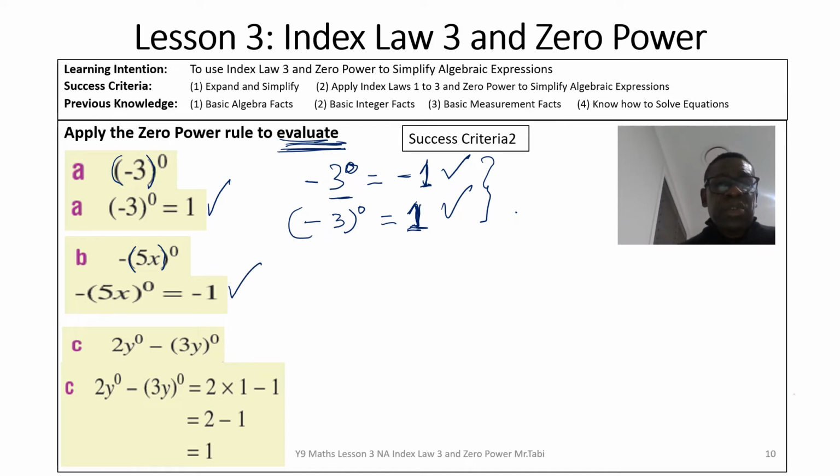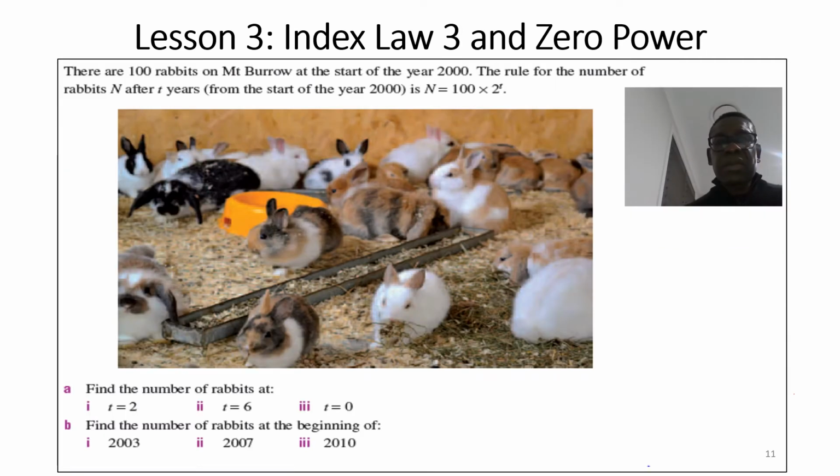Now, 2y to the power of 0. The power 0 only affects the y. So that's why you have 2 times 1, because it's 2 times y to the power 0. So 2 times 1. All this is 1, but there's a negative sign here, so minus 1. 2 times 1 is 2, minus 1 is 1. That's how we apply the 0 law.